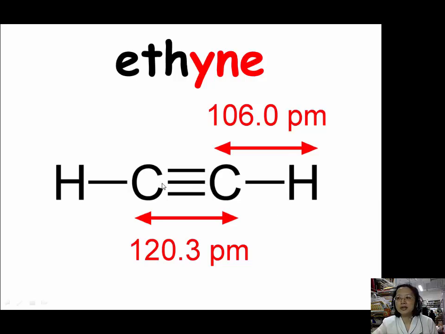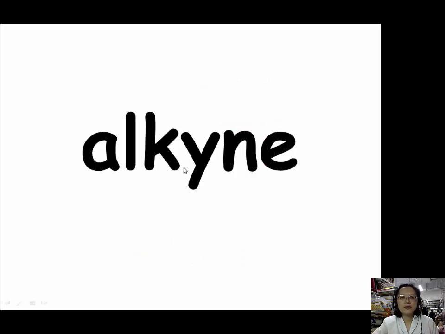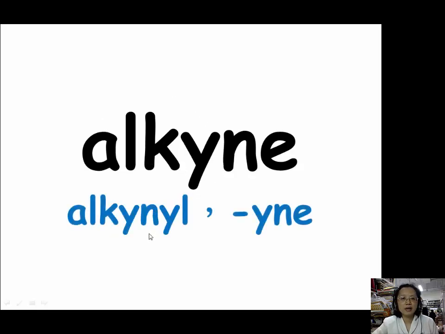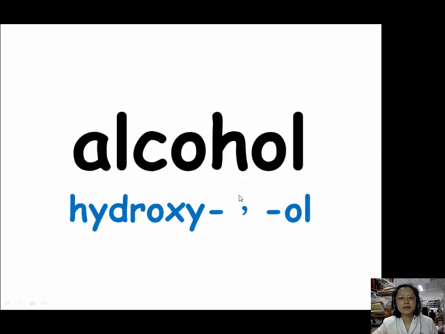It is the simplest alkene, a colorless gaseous hydrocarbon at room temperature with the chemical formula C2H4. Let's review what we've learned. For alkyne, we can use the prefix alkynyl, which may change with the carbon number, and also the suffix yne.